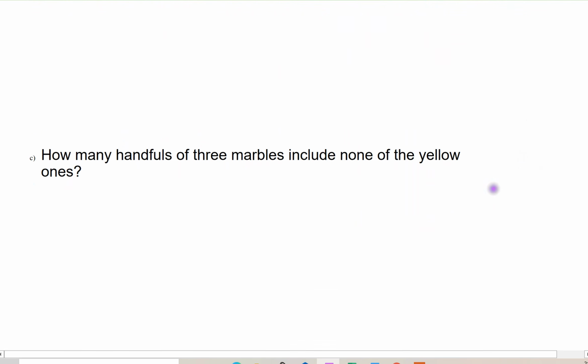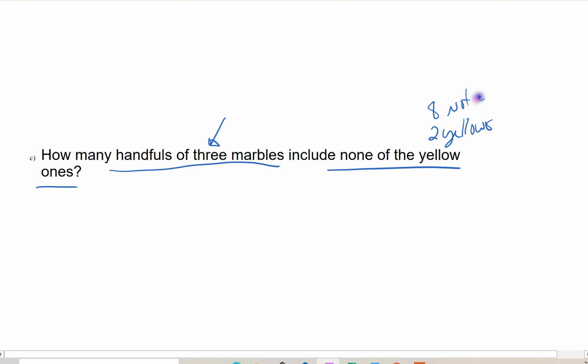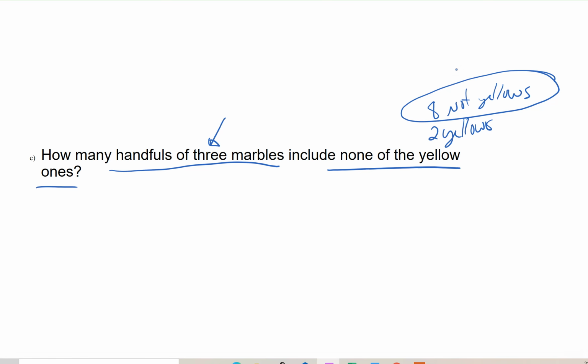Alright, next example. How many handfuls of 3? So again, still going to pick 3. Still combination because it's handfuls. This time, it's the opposite of what I did in the last one. I want none of the yellow ones. Alright, so I don't want to select the yellow ones. So remember, there were 2 yellows and 8 that were not yellow. Alright, 8 others. And so I only want to select out of those 8. So instead of selecting out of all 10, I only want to pick 3 of the 8 marbles that are not yellow.